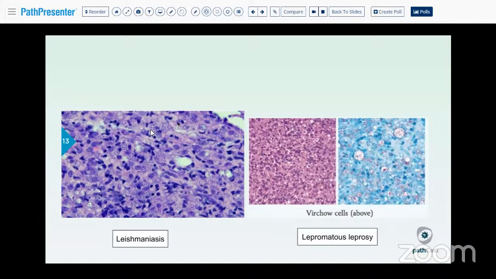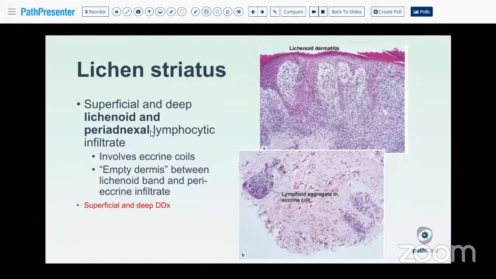Marquee sign, organisms in leishmaniasis versus Virchow cells of AFB positive organisms in leprosy. Lichen striatus was on our answer choices because it is another superficial and deep differential.